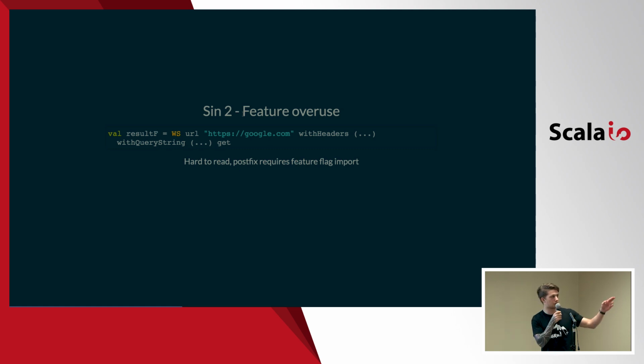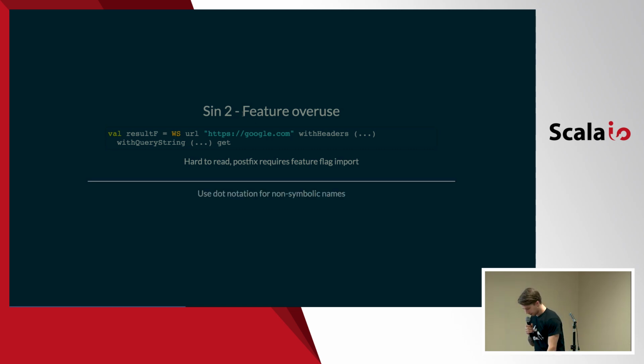And you have the postfix notation here as well at the end with the get after a space, and that requires a feature flag import if you don't want compiler warnings. So instead, you should just use the dot notation.